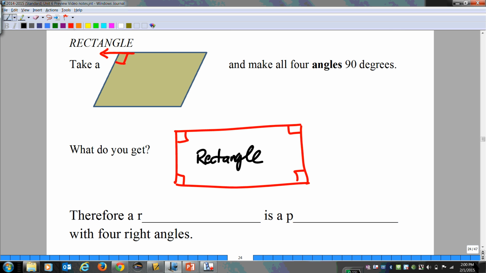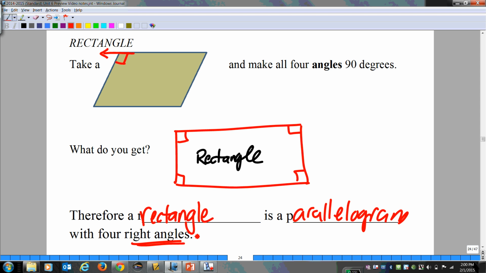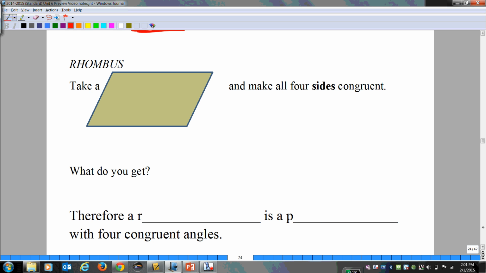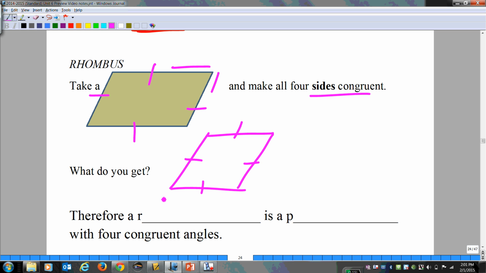Therefore, a rectangle is simply a parallelogram that has four right angles. A rectangle is a parallelogram that has four right angles. Now imagine if you were to take a parallelogram and you'd shrink these sides up to make them all equal. What would you end up with? You'd end up with a rhombus.